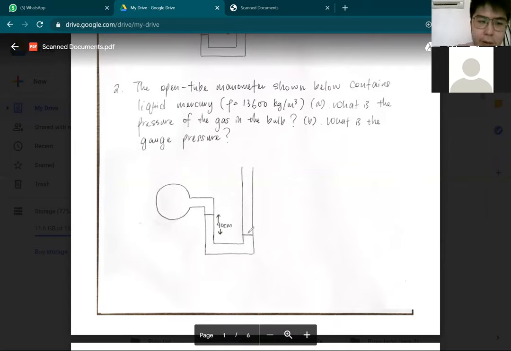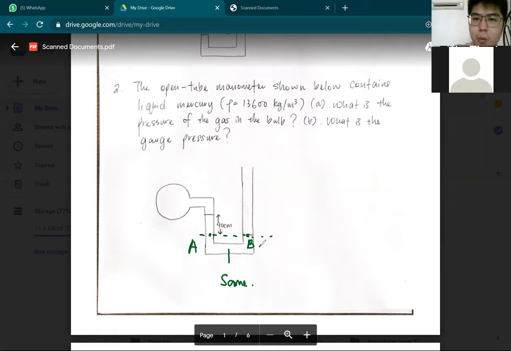Okay, so first find the location that has the same pressure. Since this is the same liquid, only one type here, point A equals point B. So point A is here and it has to be at the same level as point B.